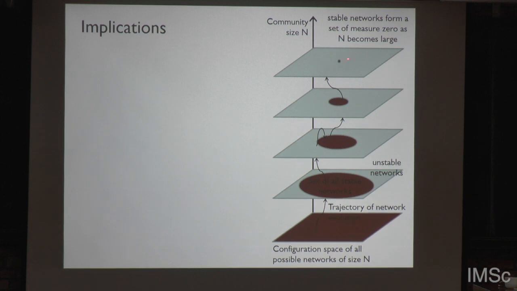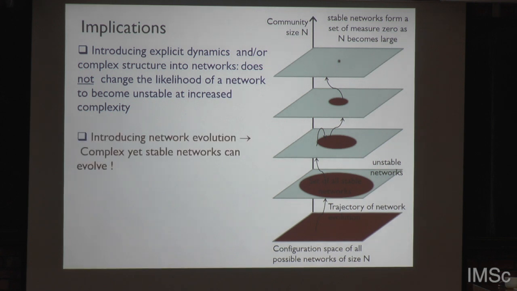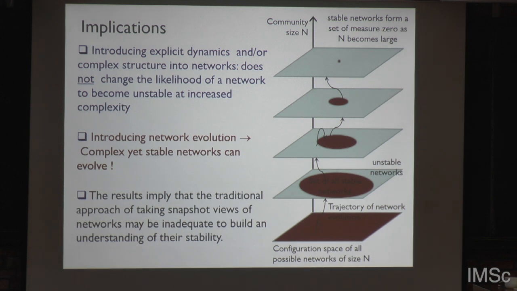Okay? So in this fashion, you can actually over time find yourself in that sweet spot where you have very large n, but you belong to that very small set of ecological networks which happen to be stable even though they have a very large n, c and sigma. And so the implications are that if you introduce explicit dynamics and complex network structure, that may not change this relation that you have between network stability and complexity, but by looking at the history of network evolution, by concentrating on the dynamics of networks, you can actually explain how complex yet stable networks can evolve.